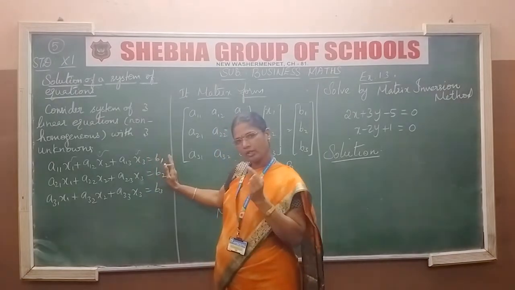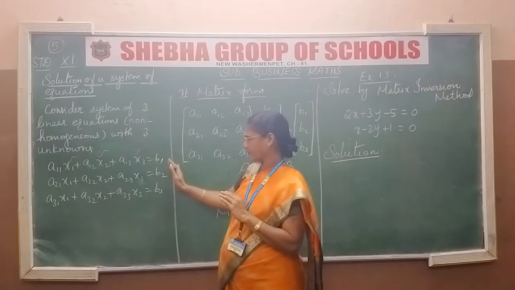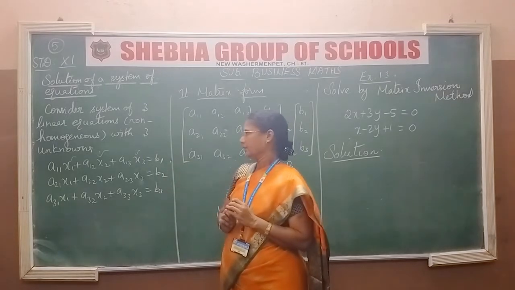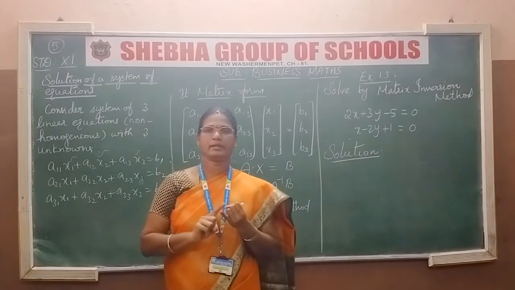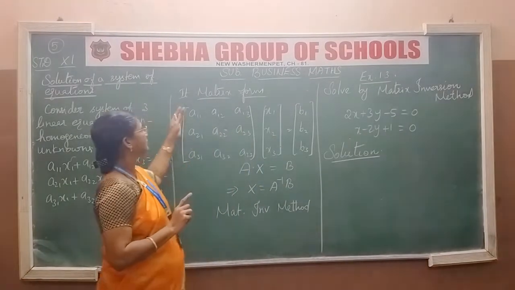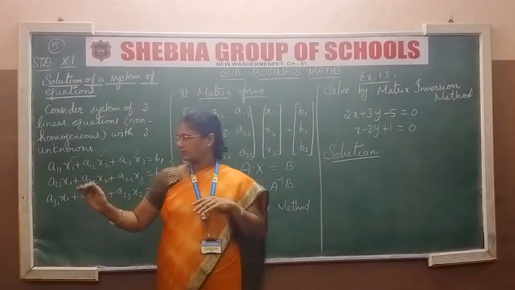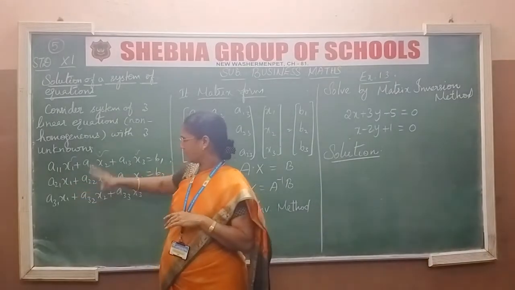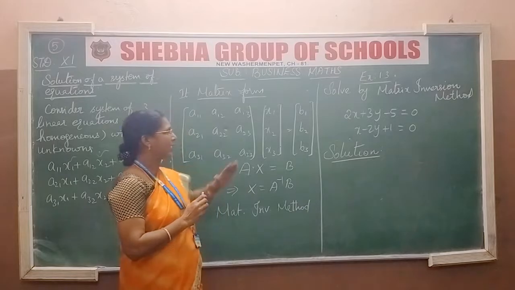And keep the constant terms on the right hand side, b1, b2, b3. If you know how to find the adjoint and inverse, this method is basic. So first we have to transform the given equations into matrix form.